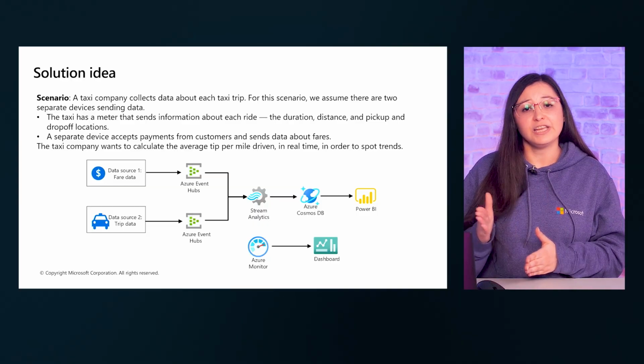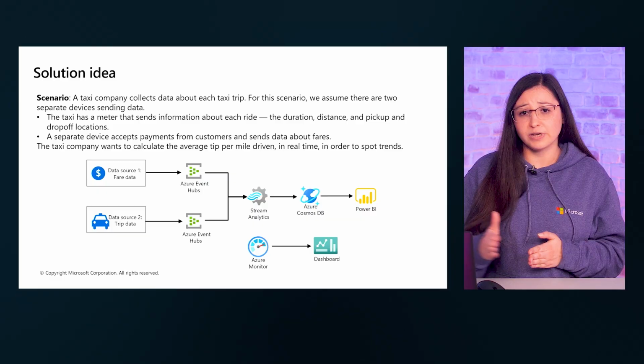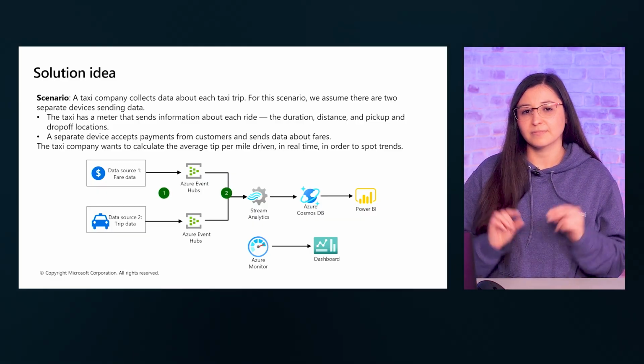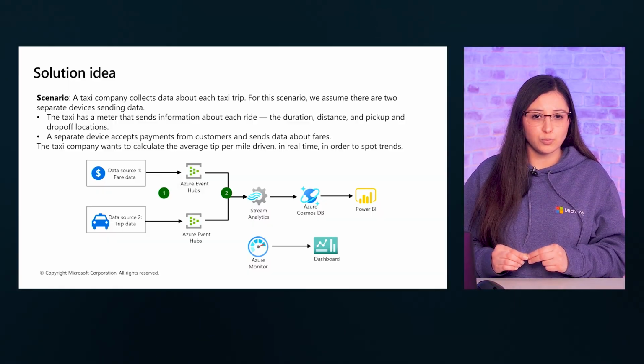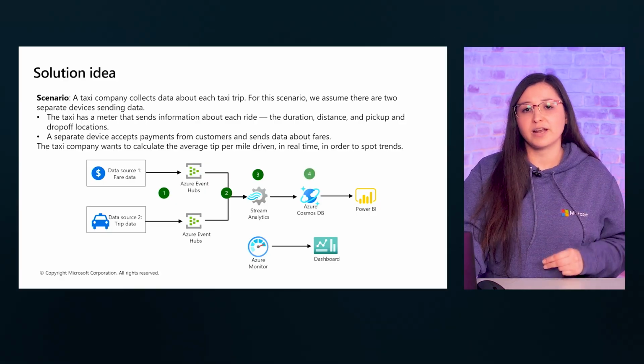The pipeline ingests data from two sources. Correlate the records in the two streams. And calculate a rolling average across a time window. The results are stored for further analysis.